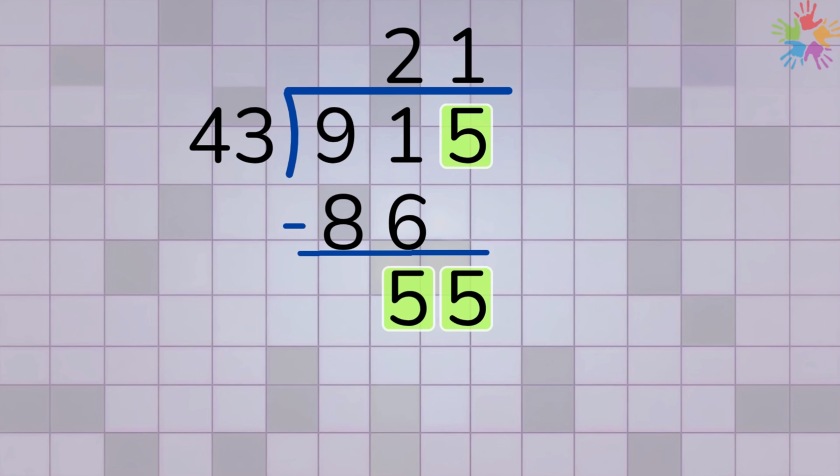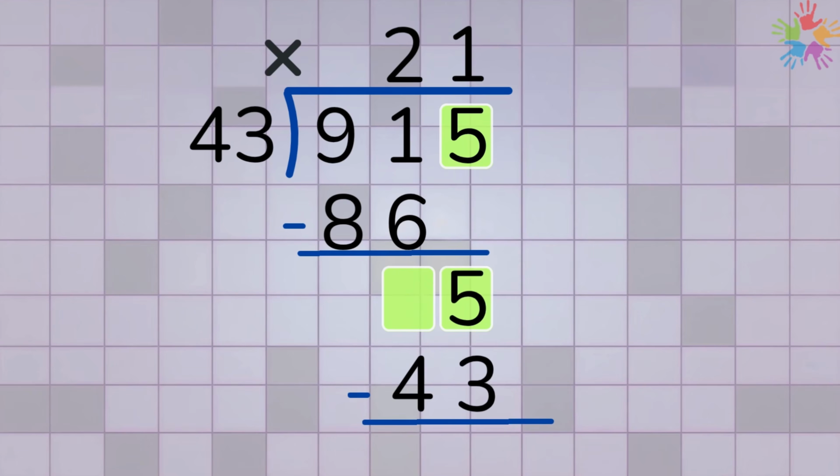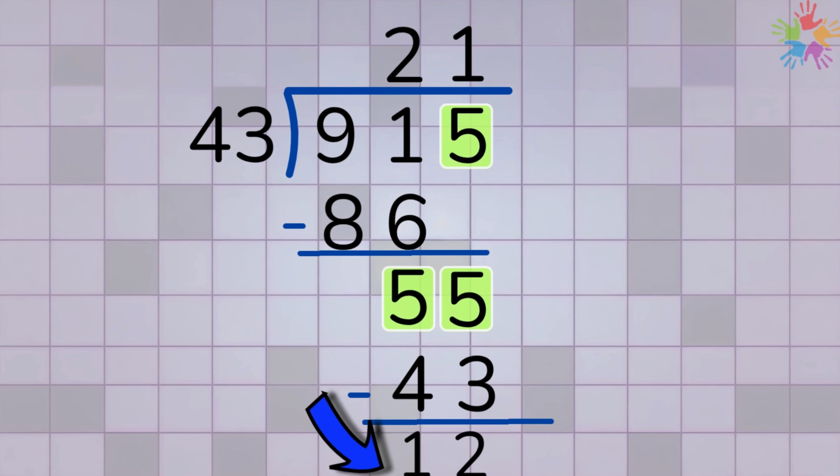2 times 43 would be 86, which is too large, so we choose 1. Now we write 1 as the next digit in our answer. So far, our answer is 21. We multiply 1 times 43. That gives us 43. Now subtract 43 from 55. 55 minus 43 equals 12. There are no more digits left to bring down, so 12 is our remainder. 915 divided by 43 equals 21, with a remainder of 12.